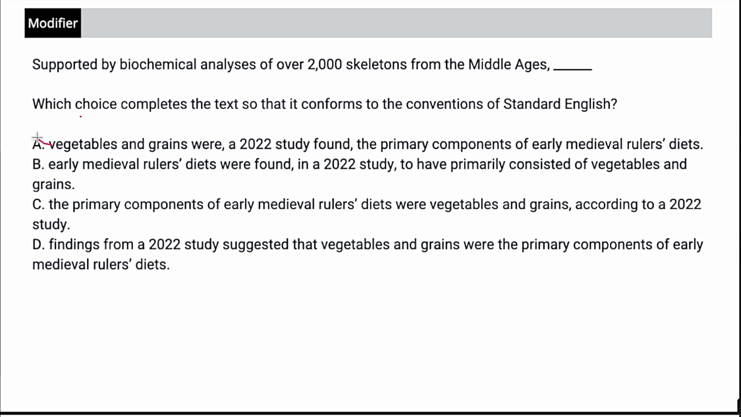For example, vegetables and grains were supported by biochemical analyses of skeletons. That doesn't make any sense. Early rulers' diets were supported by biochemical analyses. That doesn't make any sense. Components of diets were supported by biochemical analyses. That also doesn't make sense. Findings from a study were supported by biochemical analyses. Now that makes sense. And that's literally it. Just find the one that logically works, and that is going to be your answer.